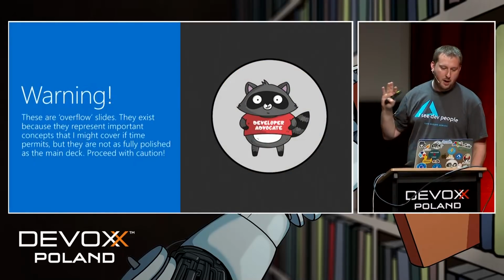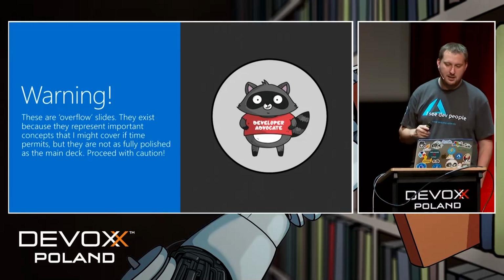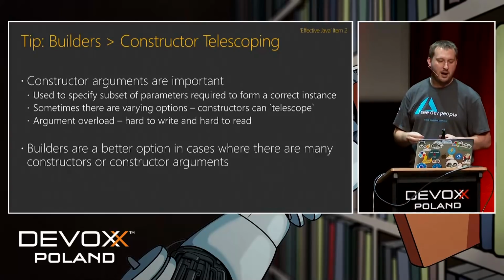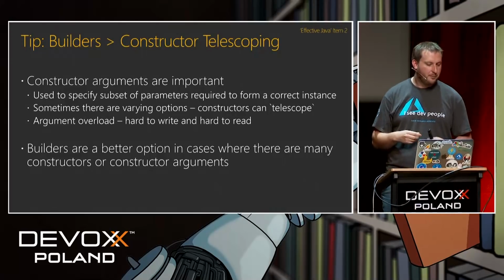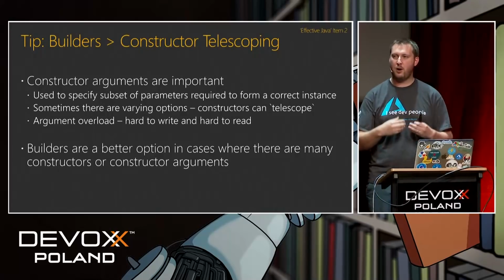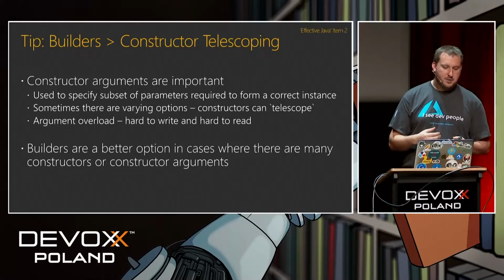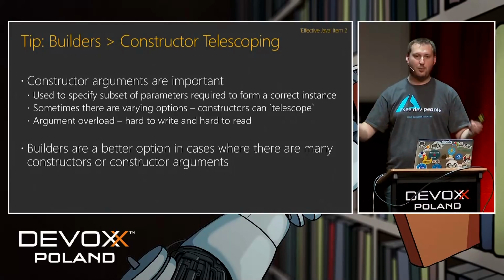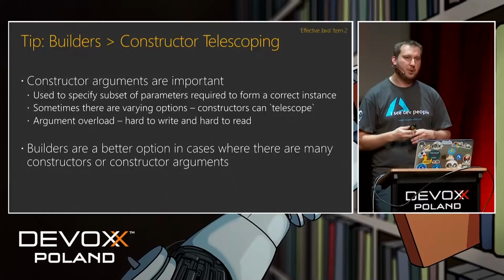So, more tips. Warning, these are overflow slides. They don't quite have the same level of quality as the slides that have just happened. First of all, I want to talk about builders and constructor telescoping. Builders are a far nicer way to have an API compared to constructor telescoping. Constructors are really important. They can specify the minimum set of API that provides a valid state for that class. And sometimes, though, you can end up with a constructor that has one argument, and then you think, well, as a convenience, I will provide more and more convenience constructors that take more and more API in. Oftentimes, though, builders are a better way to do this.